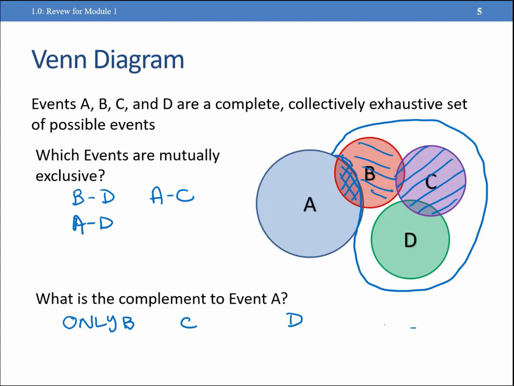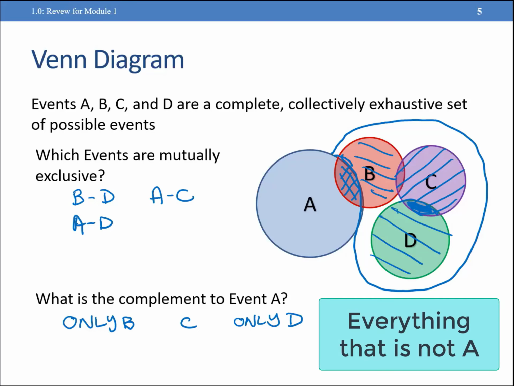If I say D, I would be counting this portion here twice, wouldn't I? I don't want to do that either. So I'm also going to go with only D, the area outside of C. I don't want to count an area twice. So the complement is only B and C and only D. Everything that's not A is just that. That's my favorite way of putting it because it is complicated otherwise.